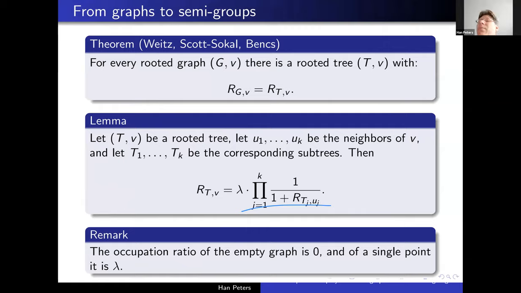And then you should see what is the value you start with. Well, if you have an empty graph, the value is zero. That's the correct interpretation. Easier to see is that if you have a single point, then there is only one possible subset for which this point is in, namely the subset containing that one point. And there's only one subset where it's out, namely the empty set. So you get lambda divided by one. So for a single point, the occupation ratio is lambda. So that's your starting value for this recursive procedure.